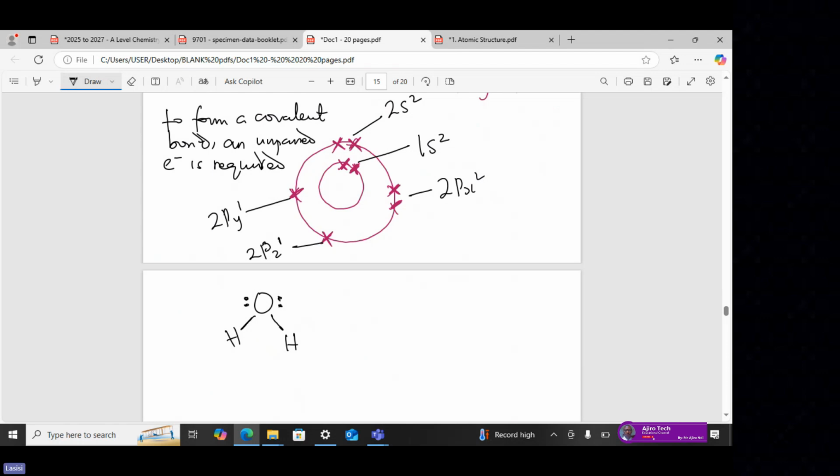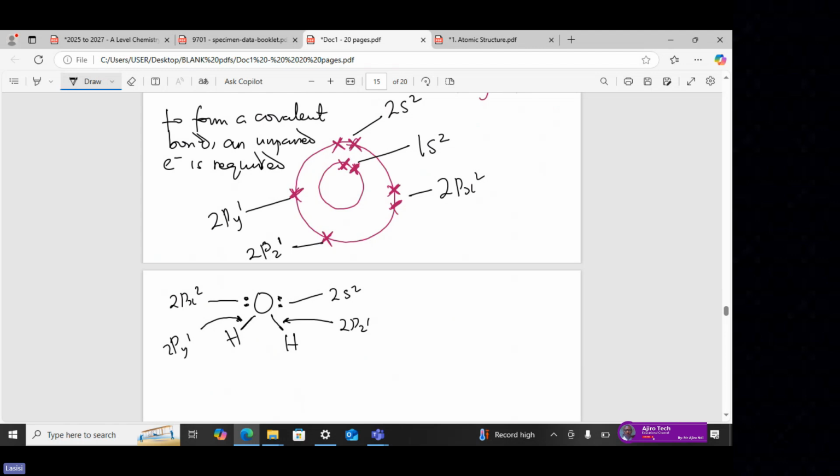What is this? This one is 2s2. What about this one? 2px2. Which one do we use to form a bond there? 2pz1. And 2py1. So oxygen uses 2py1 to form a bond with hydrogen. It also uses 2pz1 to form a bond with hydrogen. He is now left with 2px2 and 2s2 as lone pairs or non-bonding pairs.